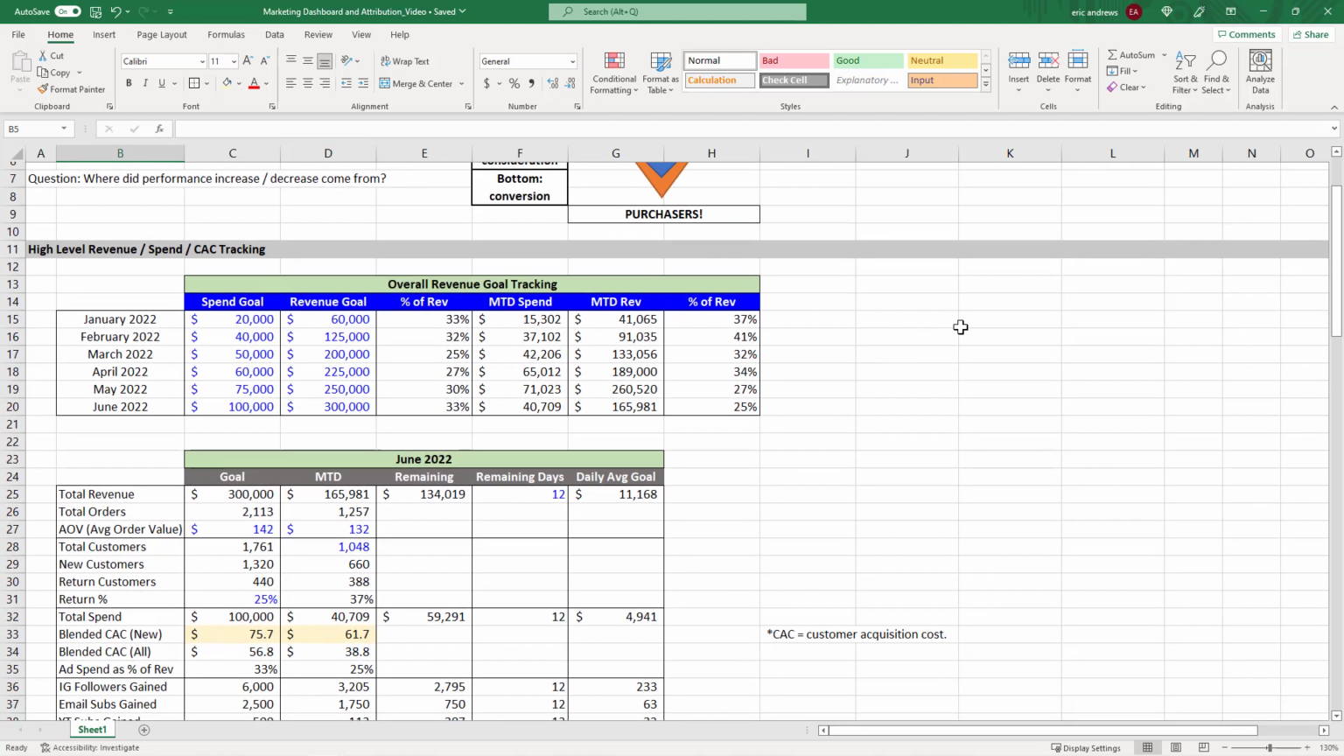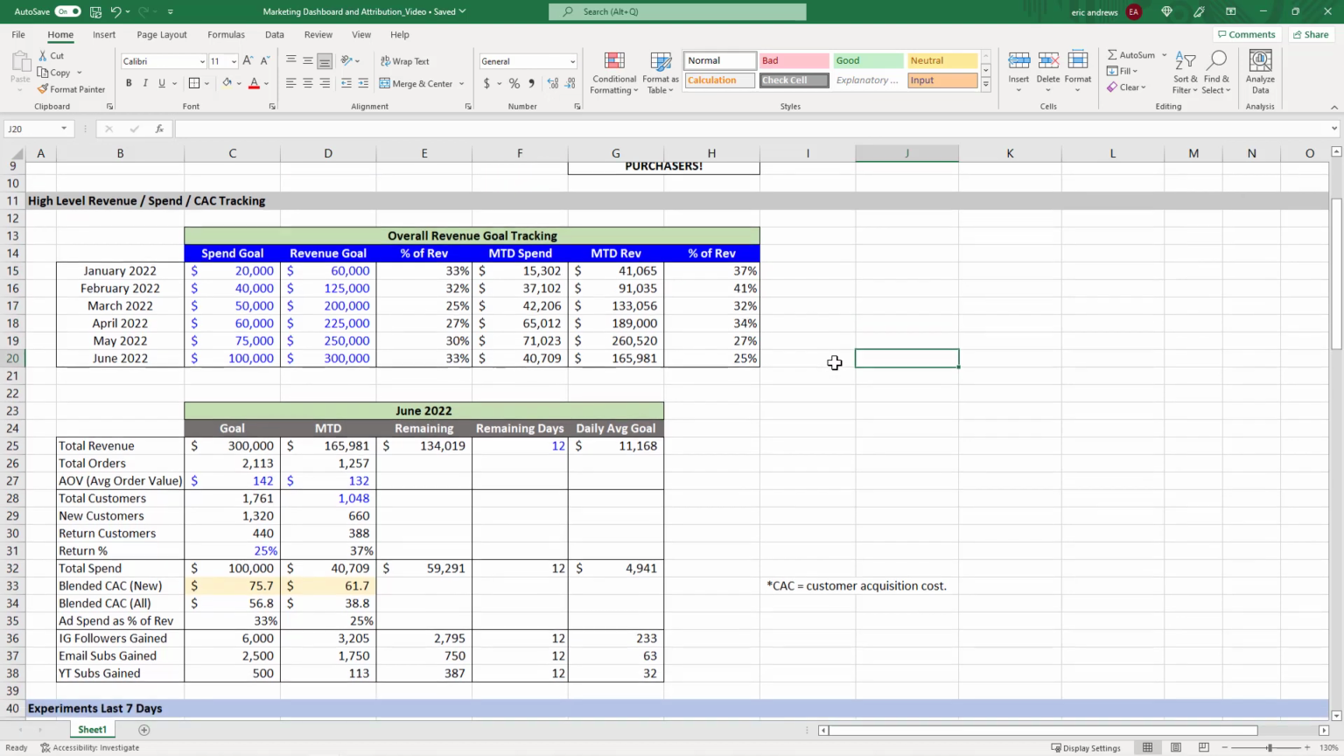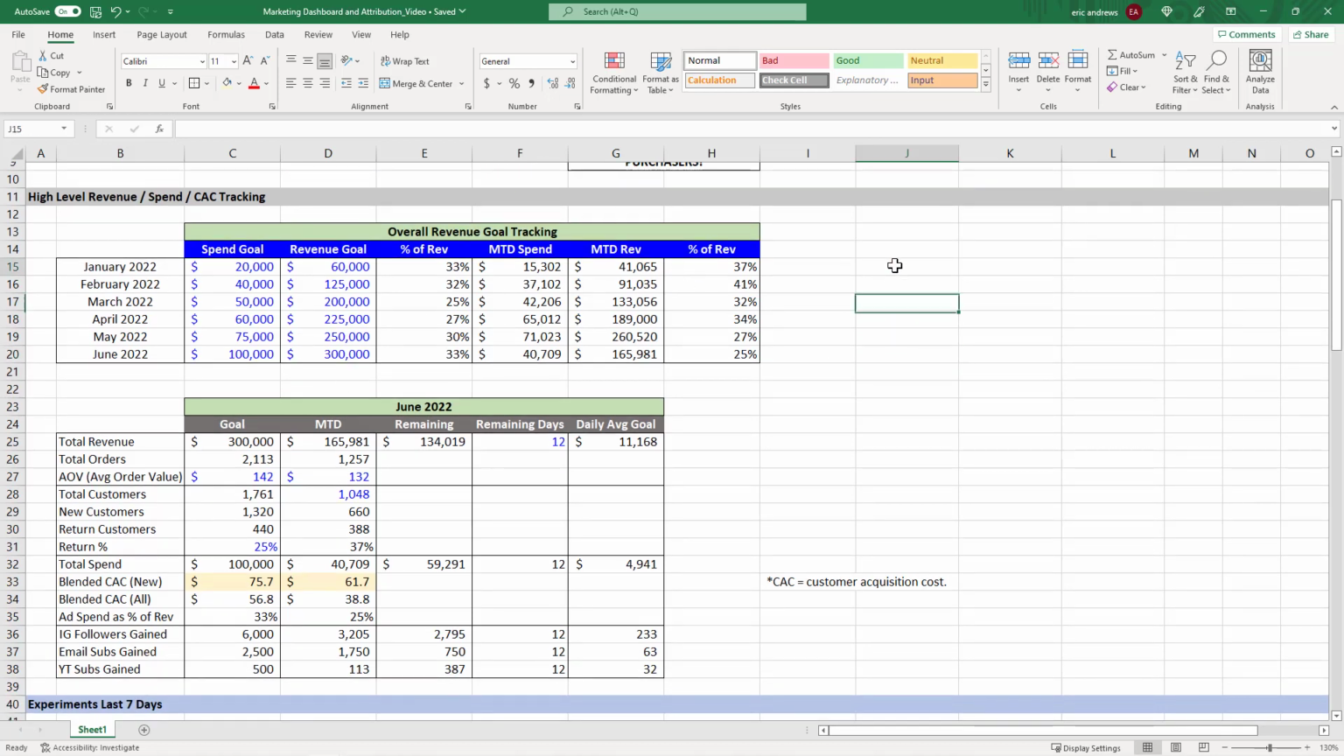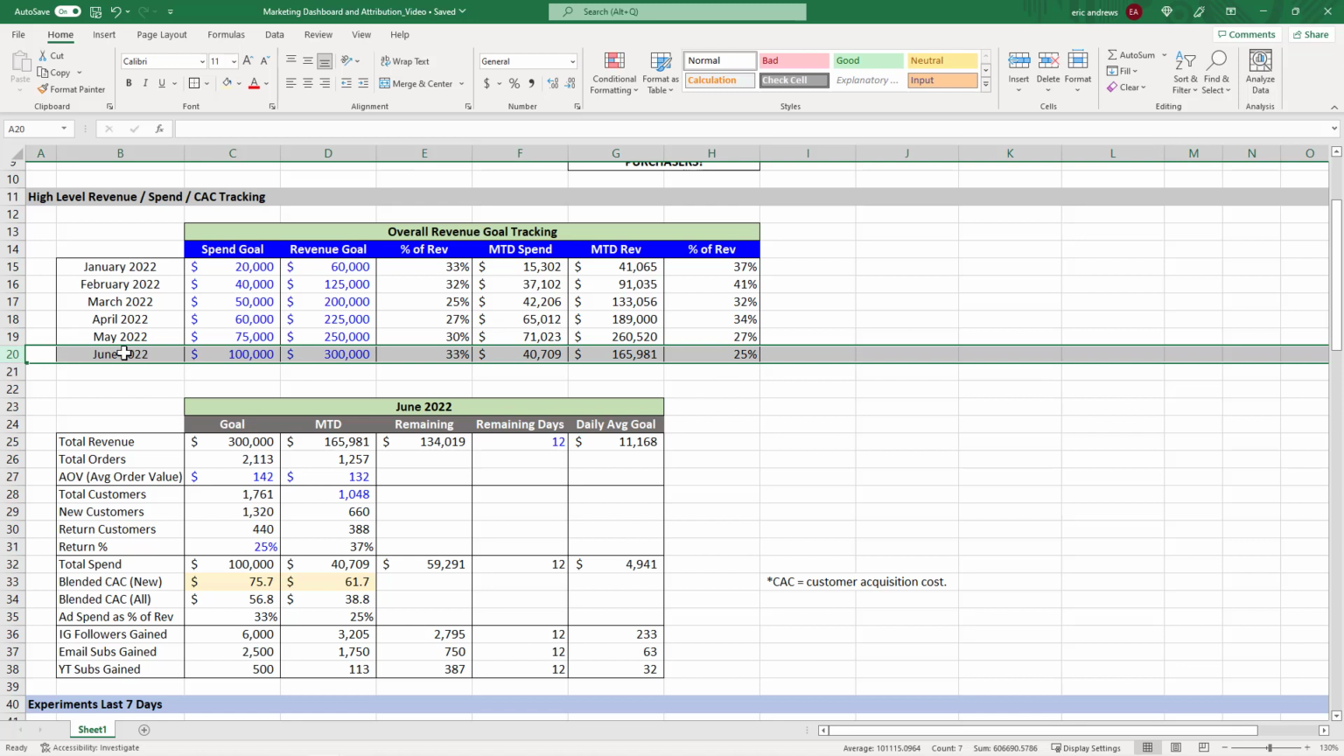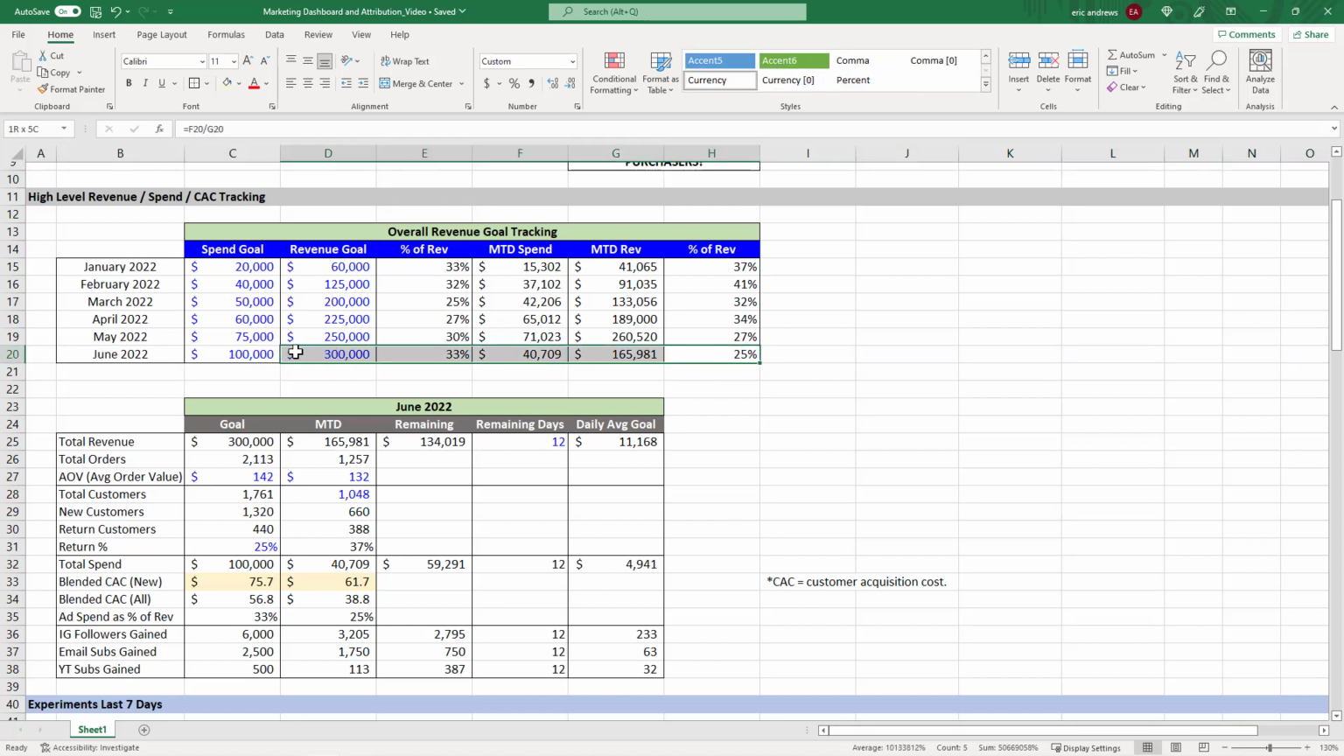And we're just going to be trying to figure out where our performance increases and decreases came from. Usually at the top of my growth dashboards, I just create something really simple: year to date. It doesn't have all the metrics in it, but it gives you a really quick view of what has happened over the last few months and where we are at month to date. In this video, I'm saying that we're in June 2022 and we're partway through the month. There are 12 remaining days in the month.